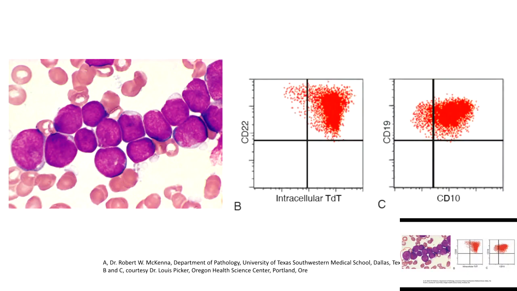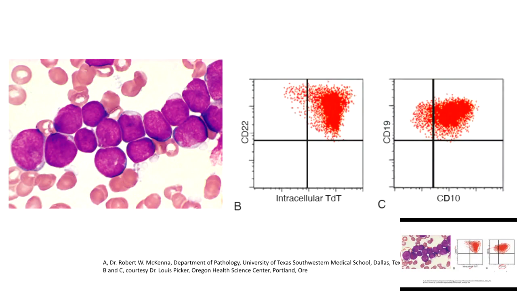So this also has flow cytometry. Most of the cells display positivity for CD22, a marker of B cells, TDT, which is a marker of primitive cells, and then of course CD19, which is again a marker for B cells, CD10, a very specific marker, the so-called CALLA antigen, the common ALL antigen, a marker for B cell acute lymphoblastic leukemia.